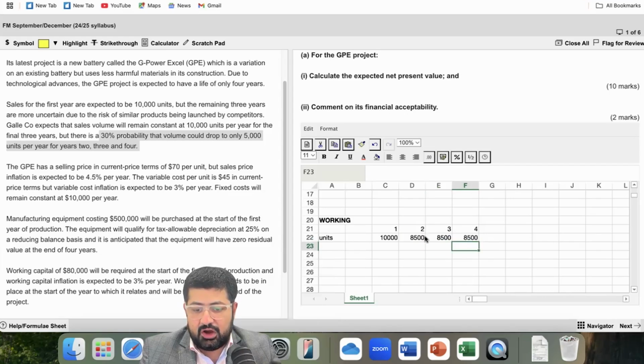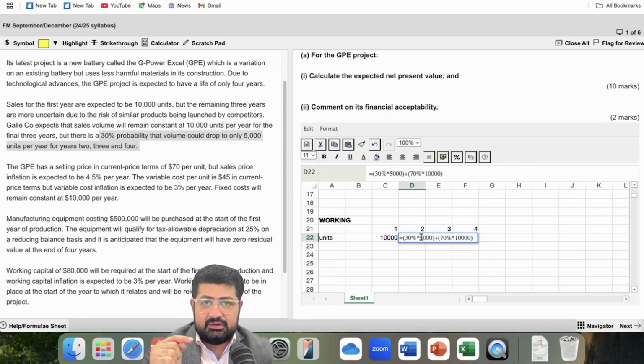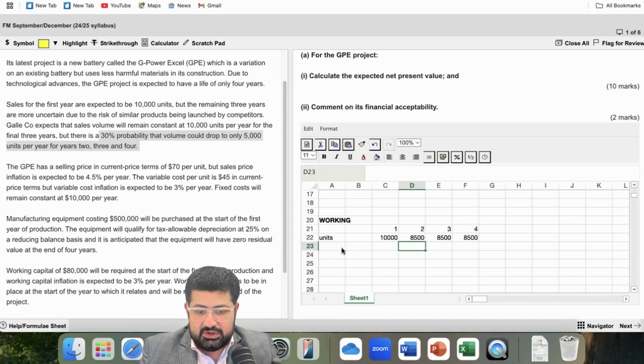And here is how we calculated it. They say that there is a 30% chance that unit sales will be 5,000. So what about the remaining 70%? It will remain the same. So 30% into 5,000 plus 70% into 10,000. And this will be the unit sale.